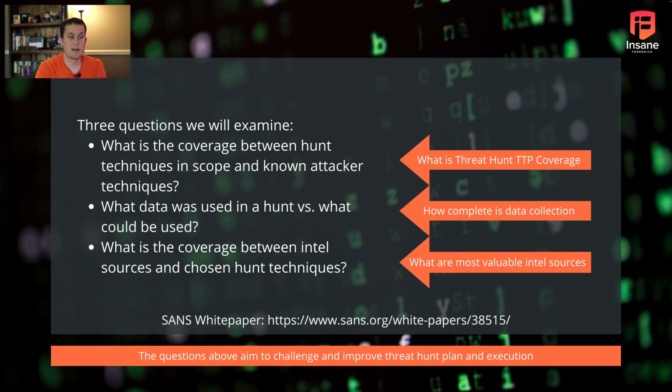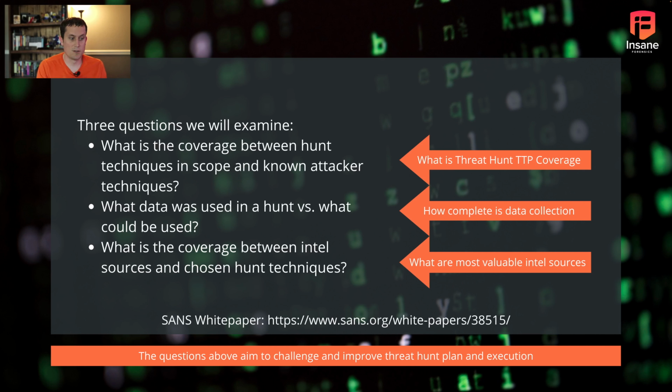So hopping straight into it, the 3 questions we're going to look at is 1, what's the coverage between the hunt techniques and scope and attacker TTPs? And what this is looking at is what is your actual threat hunt TTP coverage? How relevant is your threat hunt to what's known about the threat actor itself?